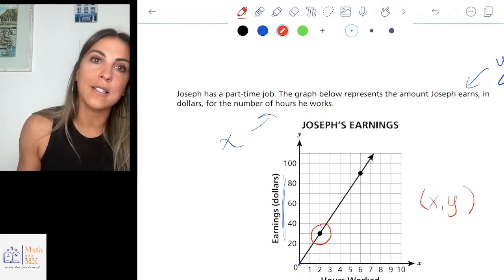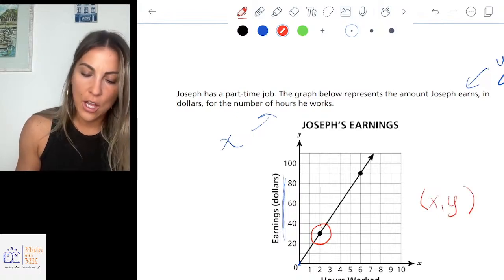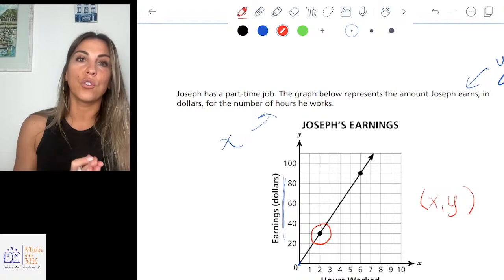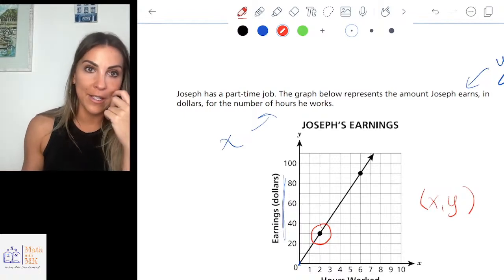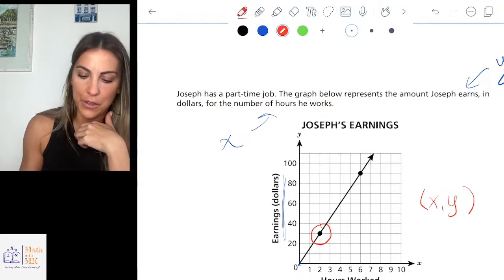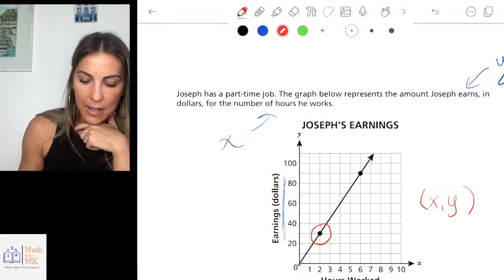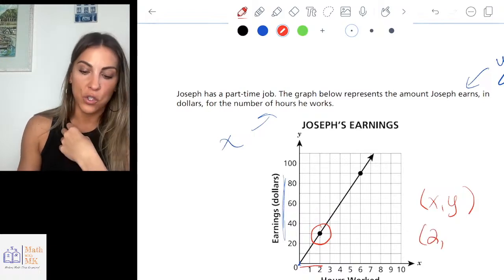Ordered pairs go x comma y. So my x, always look at your intervals. Do not assume that each box is 1 on a graph. That's not always the case, all right? In real life, it's almost never the case. So that dot requires me to go over 2 on the x-axis. So the x coordinate is 2.